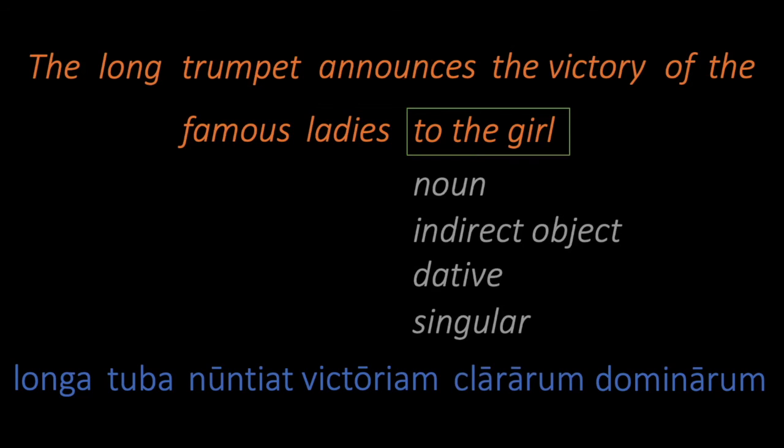Finally, we have the phrase to the girl. It's a prepositional phrase with to, but not one implying physical motion. Also, we have a Latin verb here, nuntiat, that accommodates an indirect object. These should be clues that the dative case is what we need here. The Latin for girl is puella, so putting that in the dative singular, we have puellae. In total, then, we have longa tuba nuntiat, victoriam clararum dominarum puellae.